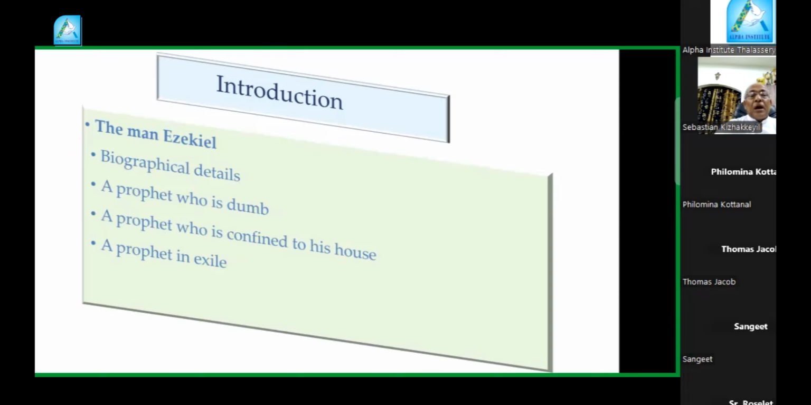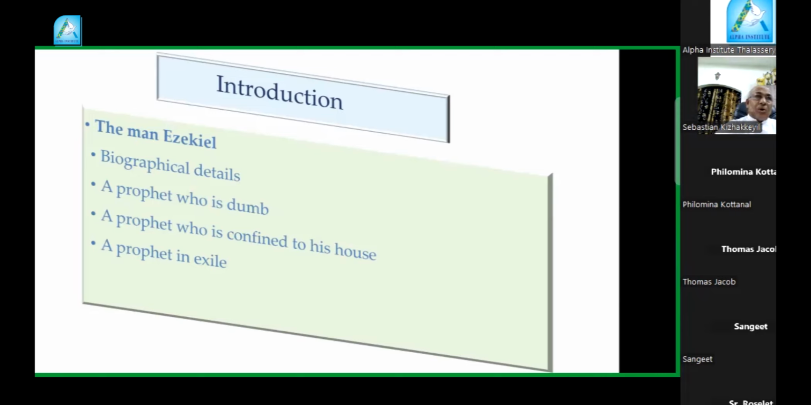So that is a prophet who is confined to his house. Together with his dumbness, he was also paralyzed. And it was probably about 1 year or 13 months. Okay. So next is a prophet confined to his house. That is in the same section, we can see that.